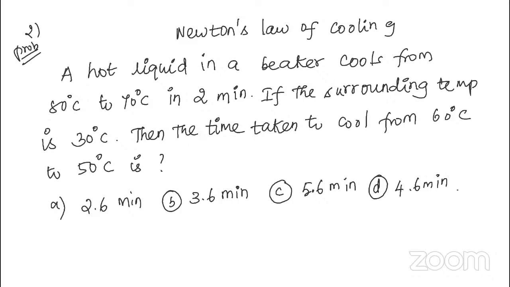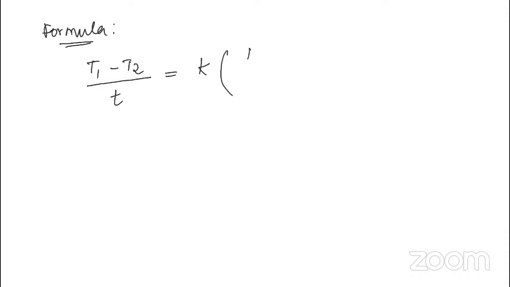Okay, let us now go for the solution and how to solve the problem. Here we are taking the formula, Newton's law of cooling. It is (T1 minus T2) divided by t is equal to K into ((T1 plus T2) divided by 2 minus Ts). So this is the formula for Newton's law of cooling.